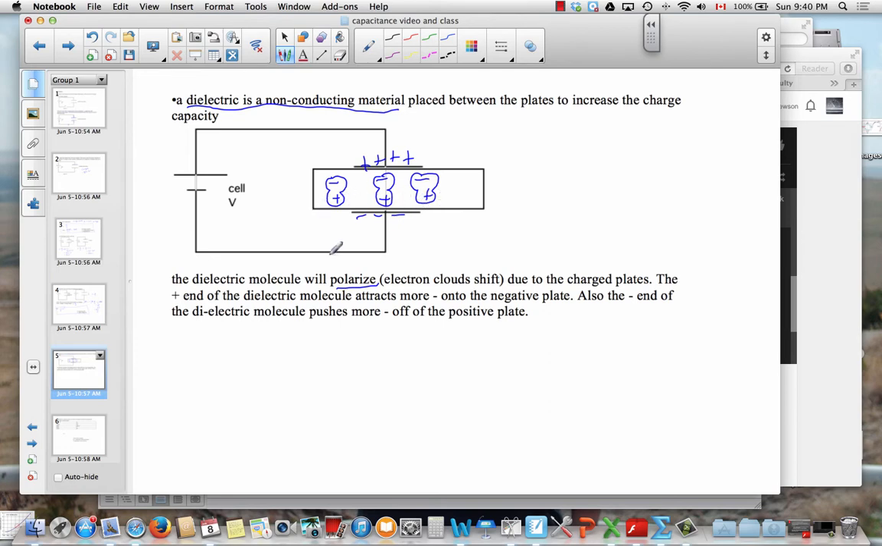Now remember, the charge flow in the wire stopped because of the electric repulsion from these negative charges on the plate. But now putting these positive charges there, you've essentially are shielding or reducing the effect of this negative charge. And as a result, you actually now build up more negative charge on this plate. You could say there's extra negative charges that are pulled onto the plate by the plus end of the dielectric molecules. That's what it says here. The plus end of the dielectric molecules attract more negative charges onto the negative plate. So with a dielectric, you store more charge.